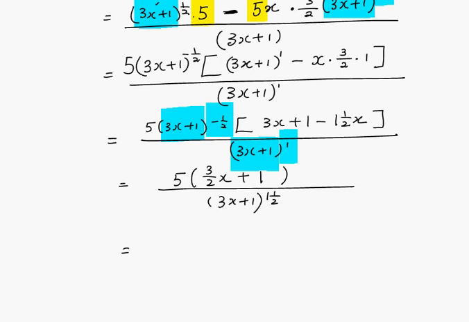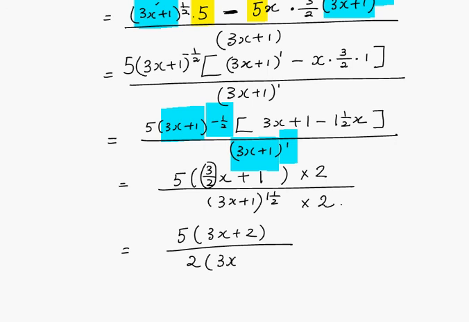Just do a bit of modification. If you want to get rid of the fraction here, you can multiply by 2. That gives you 5, 3x plus 2. Make it look neater. That's it. That is the derivative of f(x). The first derivative of f(x) is called f prime x, and that's the answer.